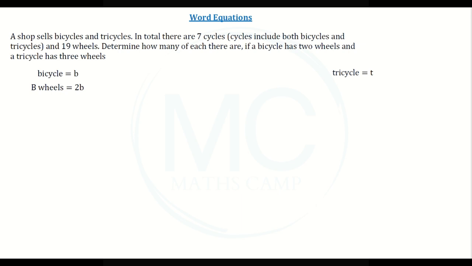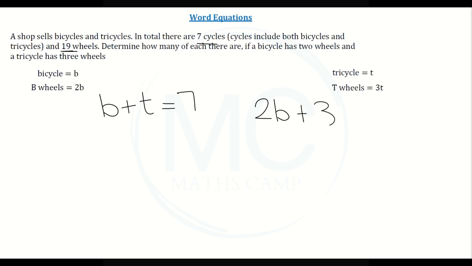Tricycles have got 3 wheels. So for every tricycle, we will have 3 times as many wheels. So we can say T wheels, T for tricycle, is equal to 3T. Now let's look at the question again. In total, there are 7 cycles. So if we take all of the bicycles and we add all of the tricycles, we'll have a total of 7. There are a total of 19 wheels. So if we take all of the bicycle wheels and we add all of the tricycle wheels, we'll have a total of 19.